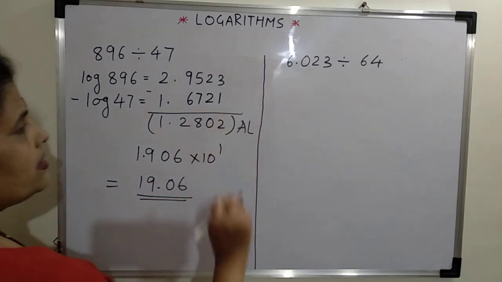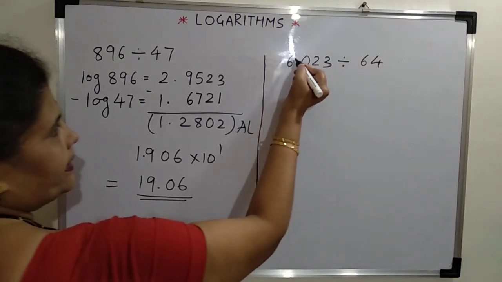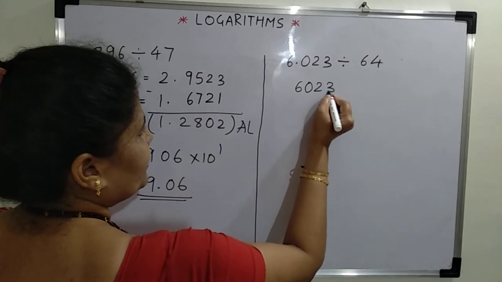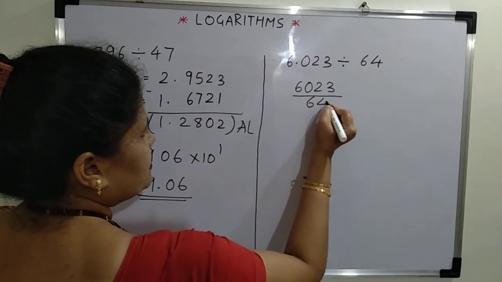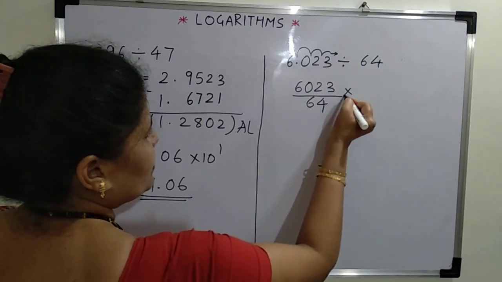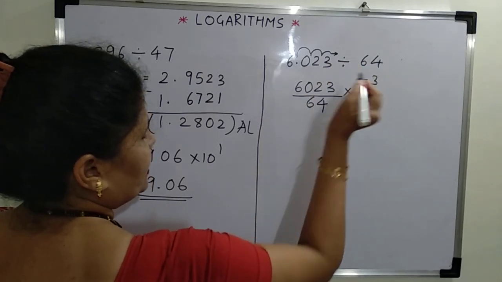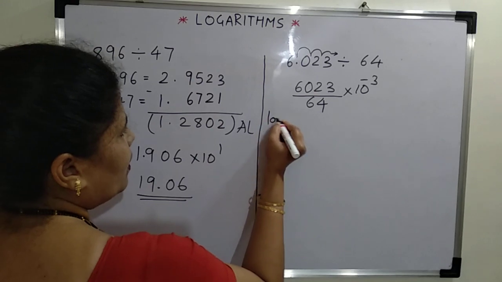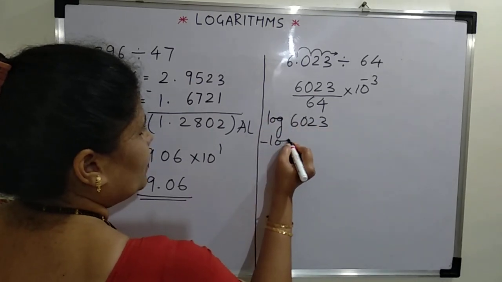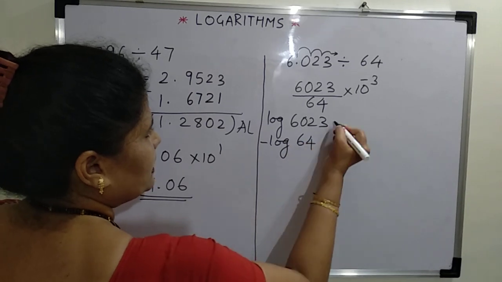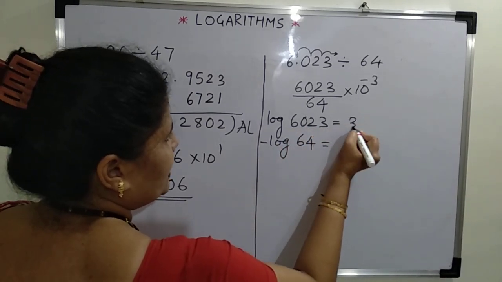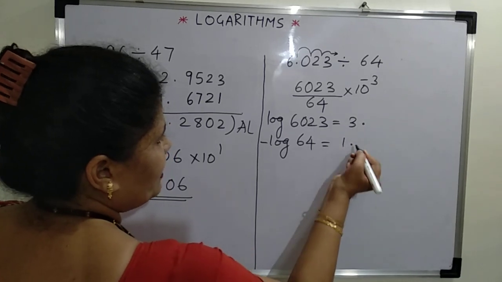Let us come to this. I will remove the decimal here. So it will be 6023 divided by 64. 1, 2, 3. I am removing the decimal, so it will be 10 raised to minus 3. It will be log of 6023 minus log of 64. Characteristic: 1, 2, 3, 4 minus 1, 3 point, and this will be 1 point.